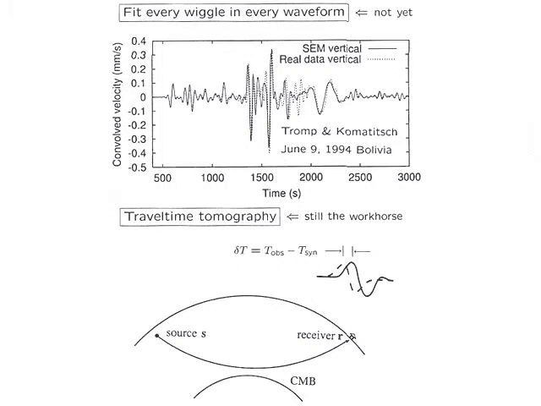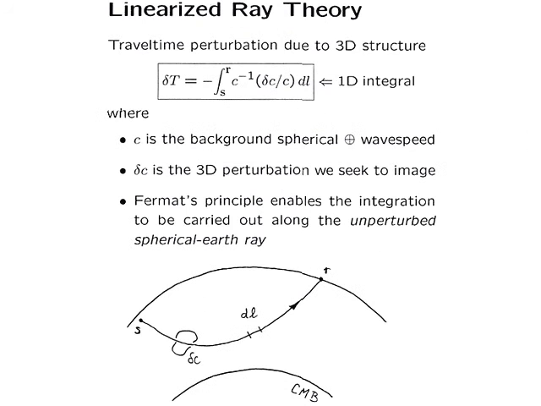where you measure the travel time shift between an observed waveform and a synthetic, from going from some source to some receiver. And you measure a lot of these and try to infer the interior heterogeneity of the Earth. This is actually the workhorse of seismic tomography. This is the way most people do seismic tomography.